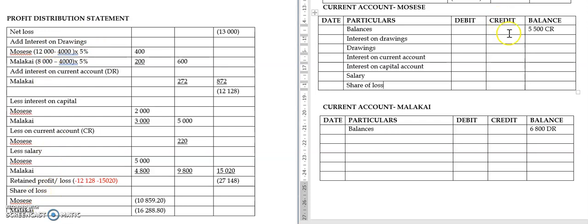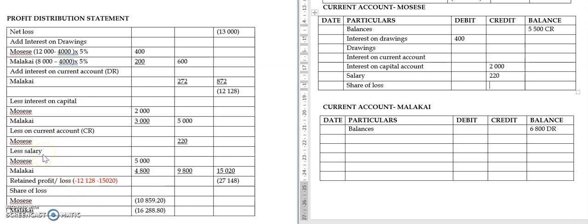So if it's added, it will be written on the debit side. If it has been subtracted, it will be written on the credit side. So when we look at Mosese, interest on drawings has been added, so it will be written on the debit side. Interest on current account, that's for Malakai. Interest on capital account has been subtracted for Mosese, so it goes on the credit side, 2,000. Interest on current account for Moses is subtracted, so it will go on the credit side, 220.